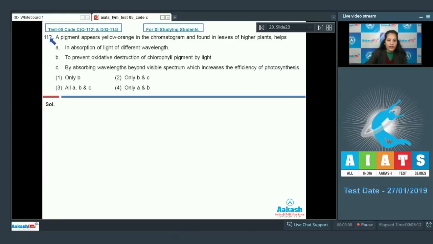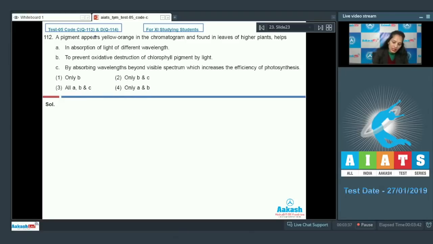Question number 112. A pigment appears yellow-orange in the chromatogram and is found in leaves of higher plants. Helps A. in absorption of light of different wavelengths. B. to prevent oxidative destruction of chlorophyll pigment by light. C. by absorbing wavelengths beyond visible spectrum, which increases the efficiency of photosynthesis. First option only B, second only B and C, third all A, B and C, fourth only A and B.